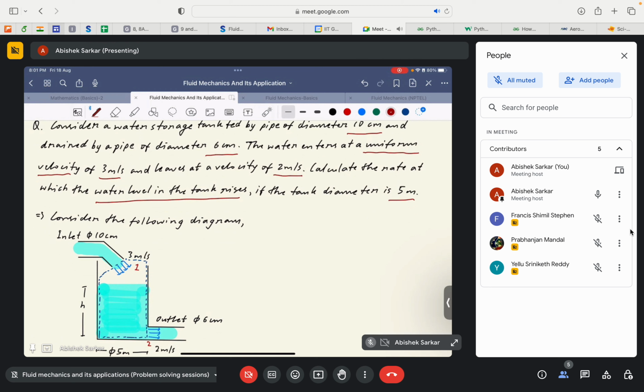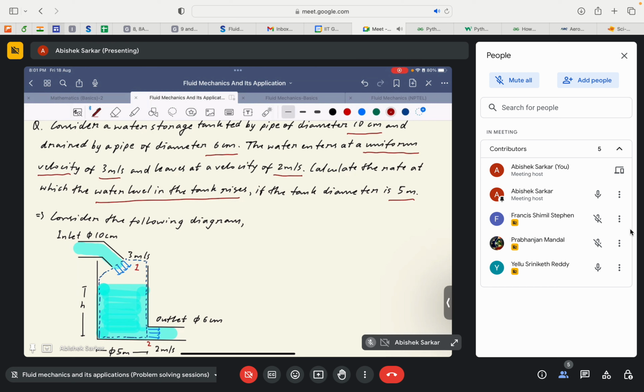So okay, by only looking at the flow parameters and the diagram, what do you think the outcome would be? Would there be a rise in the level of water in the tank, or would there be a decrease in the height of the water level in the tank, or would this water level remain constant in the tank? So what do you feel?